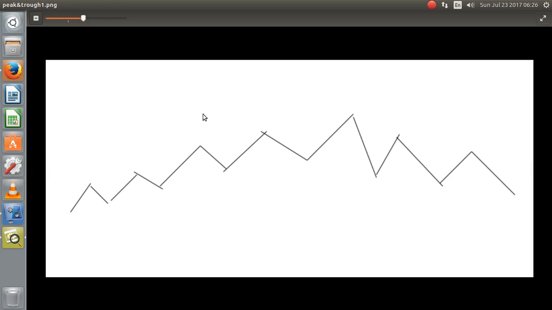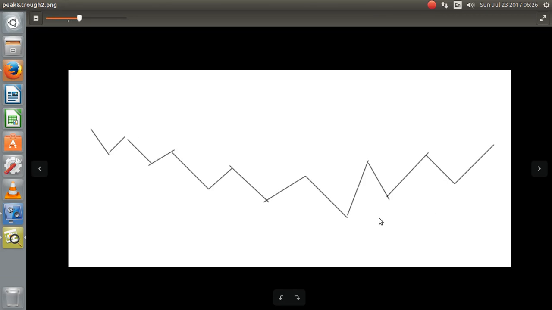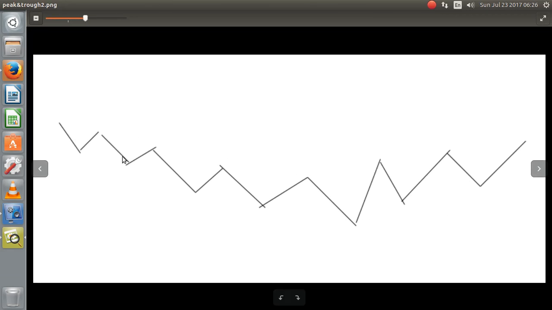Okay, if a stock is moving in a downtrend, you have lower peaks. The peak is lower than the previous peak, and the troughs are lower than the previous troughs, so it moves in a series. You have lower peaks and lower troughs up until about this point.